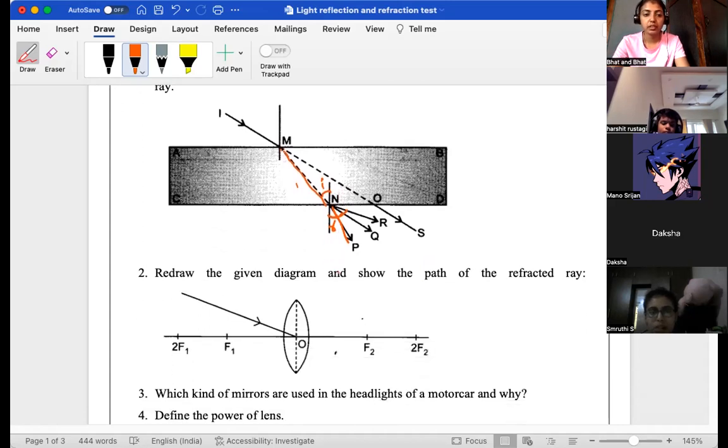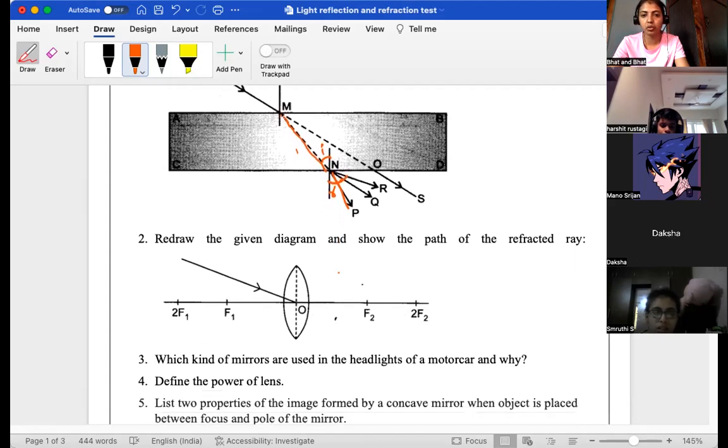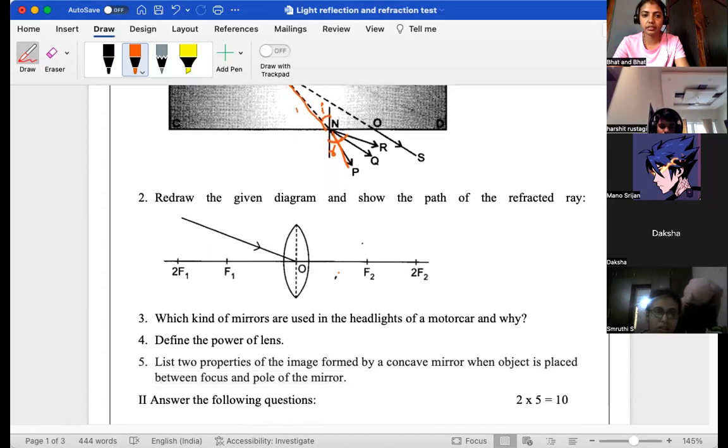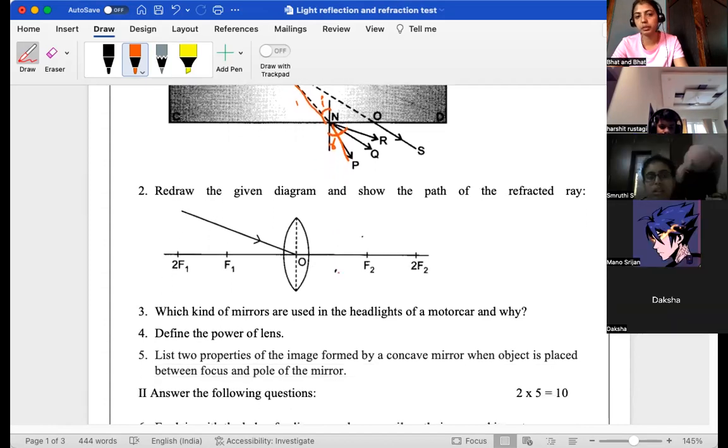Next. Redraw the given diagram and show the path of a refracted ray. So now what will be the path of the refracted ray? Can anybody tell me?